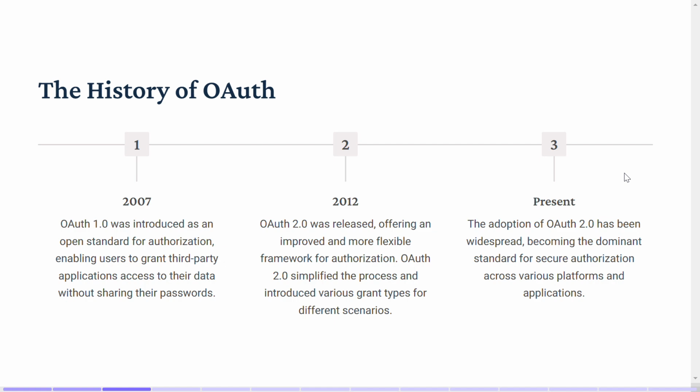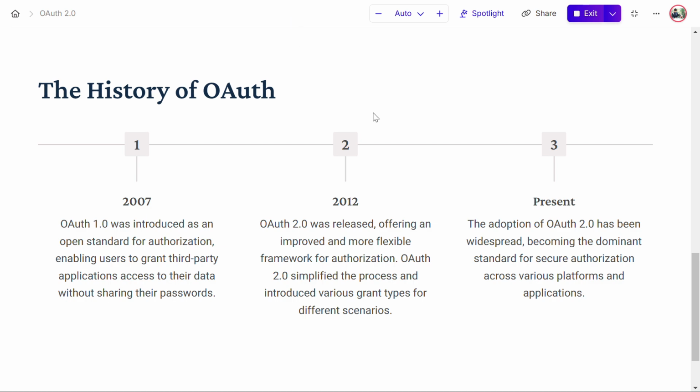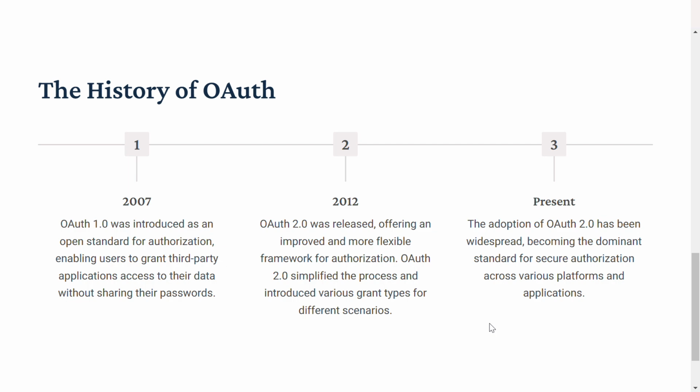OAuth 2.0 is commonly used as web security, and it is widely used by tech giant companies like Google, Facebook, GitHub, and many more, because of these standard and secured features. Now let us discuss the key terminologies in OAuth 2.0 security.